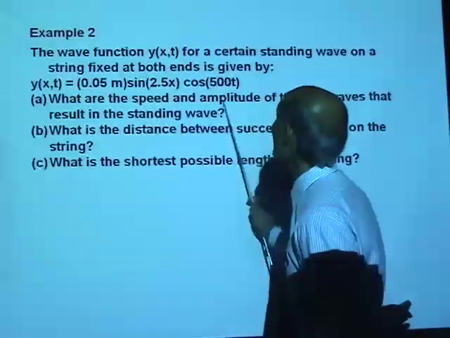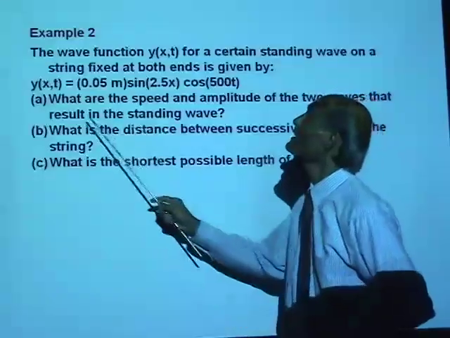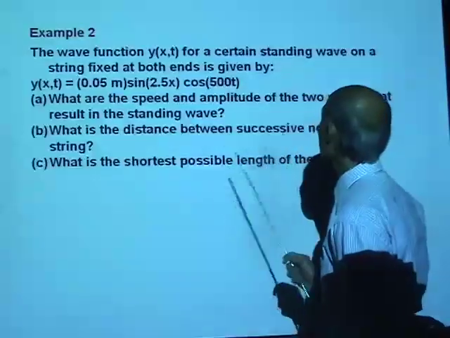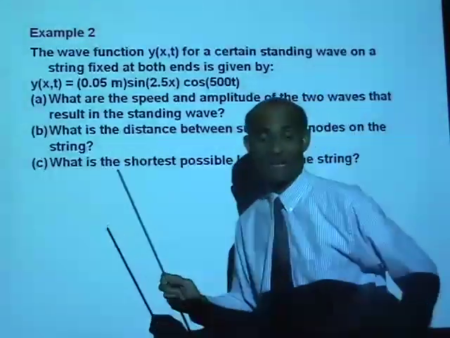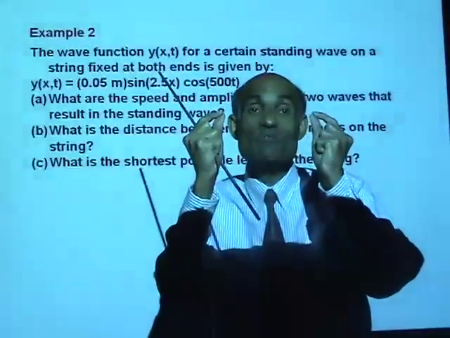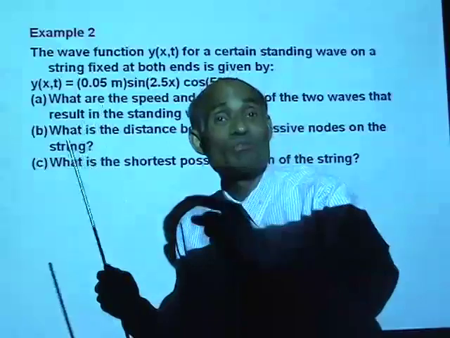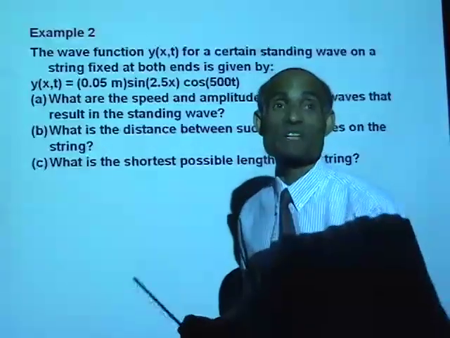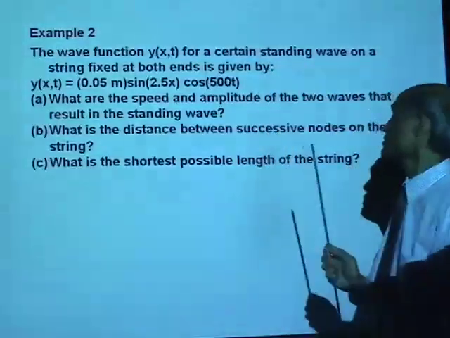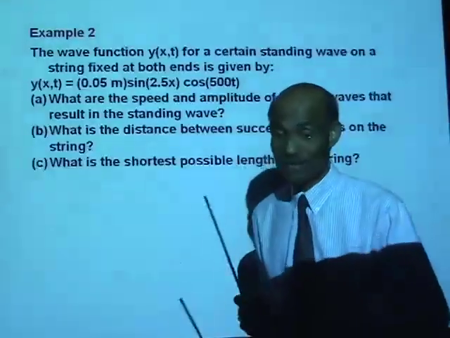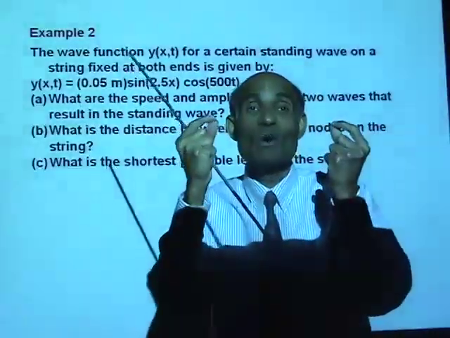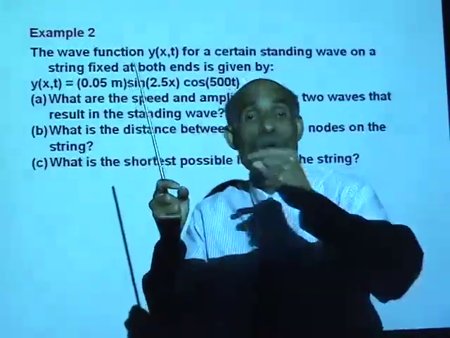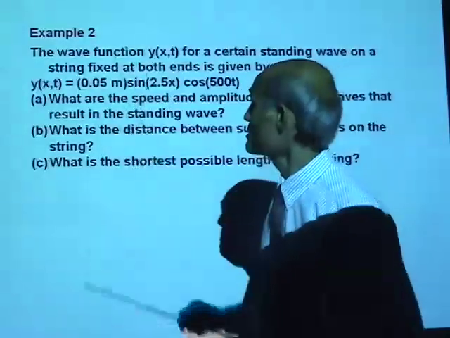What are the speed and amplitude of the two waves that result in the standing wave? What is the distance between successive nodes on the string? Remember, the distance between successive nodes is equal to half of the wavelength. So if you know the wavelength, then you know the distance between successive nodes. What is the shortest possible length of the string? Well, the shortest possible length of the string will be the distance between two nodes, because that is the lowest mode of vibration. Okay, let's do this problem.